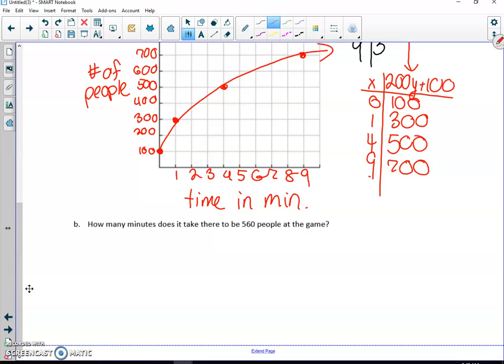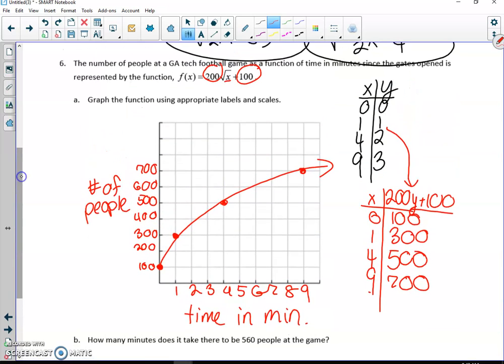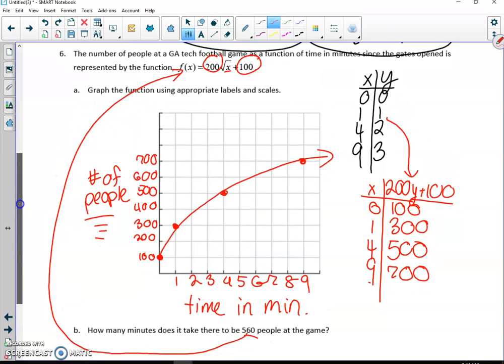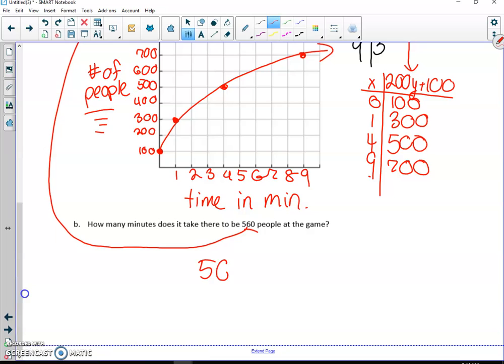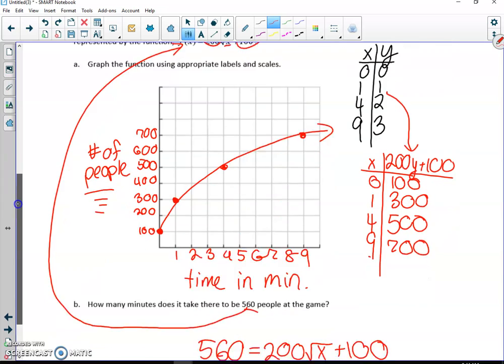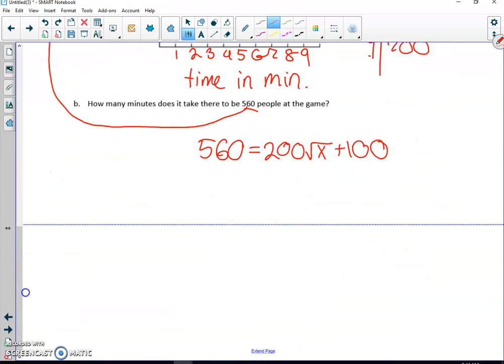Okay, and then the very last question says, how many minutes does it take there to be 560 people at the game? So if we think about where we're going to plug that into the equation, people, remember, is the y's here, right? So we're going to take this and plug it in for y and solve for x. We're solving for how many minutes it takes, right? So we'll have 560 equals 200 square root x plus 100. So we just set the equation equal to 560, and then we just solve this, okay?